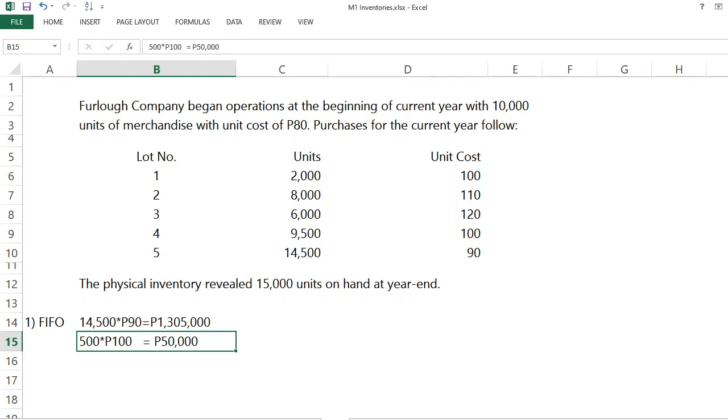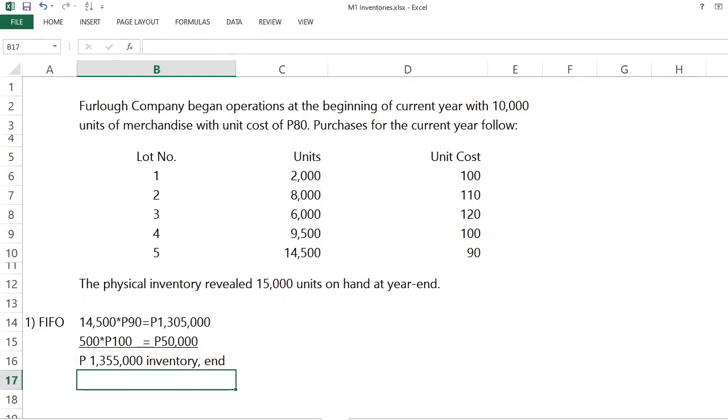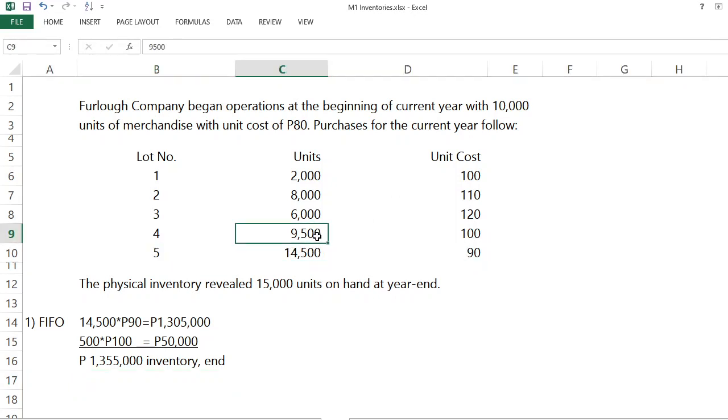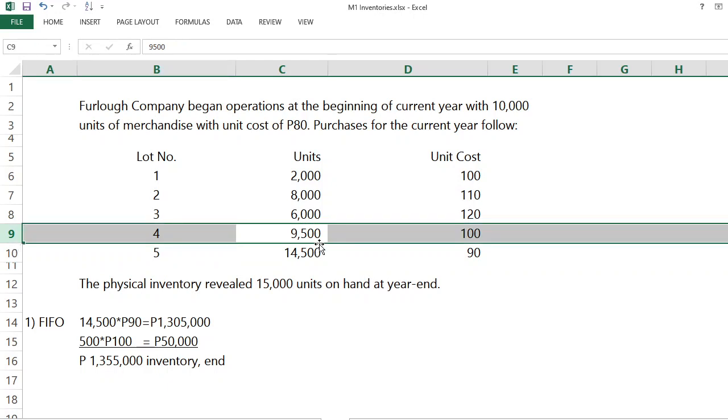Therefore, your total inventory on hand using the FIFO periodic is 1,305 plus 50,000, maybe 1,355 million. So, that is your ending inventory. Okay? So, did we get the analysis using first in, first out? Since the question is the remaining, we start with the most recent items. We started with 14,500 only, so we need to add 500 from the next most recent.